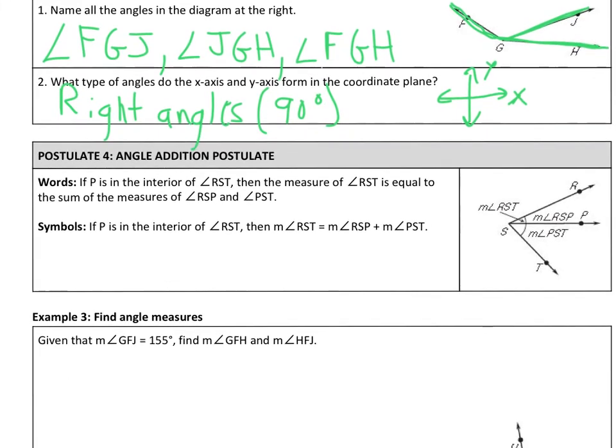In the second part, what type of angles do the x-axis and y-axis form in the coordinate plane? Well, I drew a little xy axis for you right here, and if you look at it, it forms four right angles. Okay, four right angles. So the xy axis forms right angles. We call them perpendicular, but we'll get into perpendicular angles a little bit later.